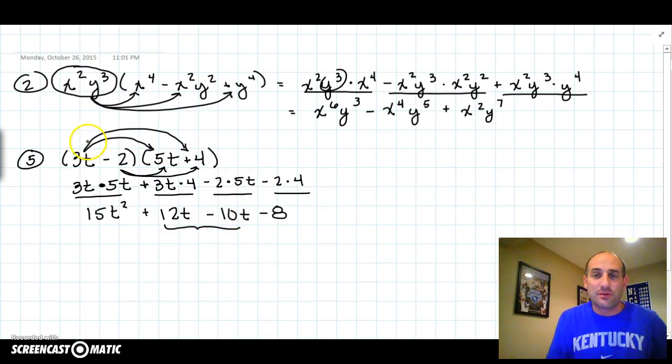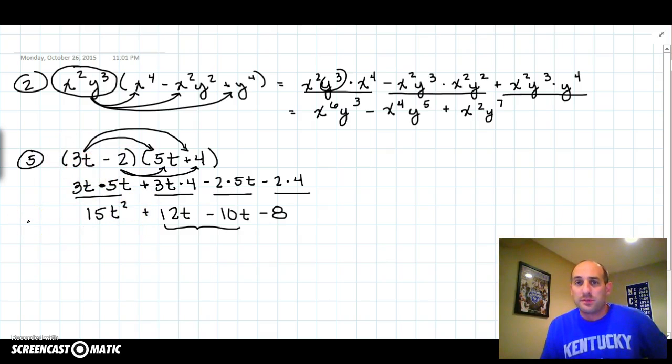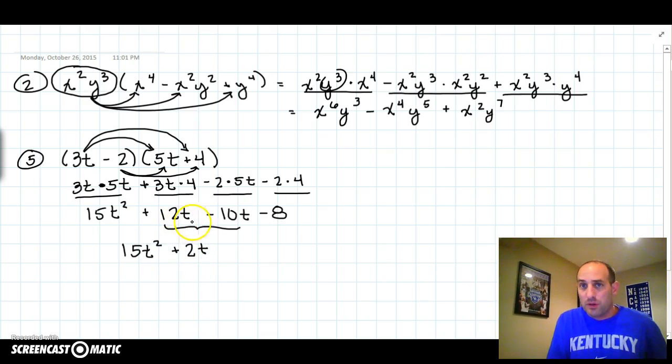You're going to get that a lot. This is a very standard thing when you would be multiplying two factors like that together. A lot of times those middle terms, if you're just doing two linear terms, are always going to be able to combine in some way. So my 15t squared doesn't get touched, but then I'm going to end up with plus 2t, 12 and negative 10, minus 8. And now I'm at a point where I have to stop on number 5 because I can't go any further than that.